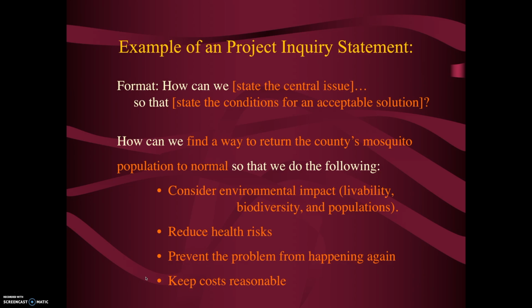So we want to be able to live a healthy life. And these are things that we must take into consideration. Prevent the problem from happening again and keep costs reasonable. So this is a pretty modest type of question that students could investigate, but as you can see, it says, how can we? We're finding a way to return the country's mosquito population to normal so that we can reduce health risk, so that we can ensure that the populations are able to function appropriately, so that we can prevent the Zika virus or the West Nile virus and those types of things. That's the framework that we use as we are putting together these particular lessons.